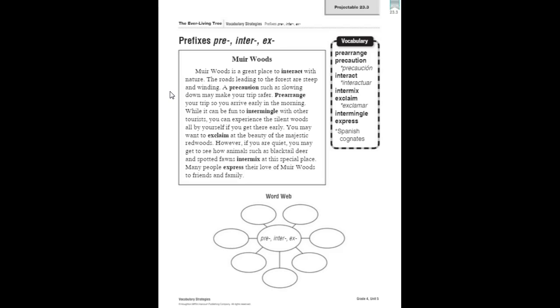Now we have a word web at the bottom of this projectable. We want to find all of the words that have prefixes pre, inter, and ex from the passage, and then use them to complete our web. We're not actually going to do this unless you would like to. You can get a sheet of paper. If webs are your thing, you can totally do that. Let's look at the words though, and let's identify the prefix and base word or root, so that we can see the prefix as we go through here.